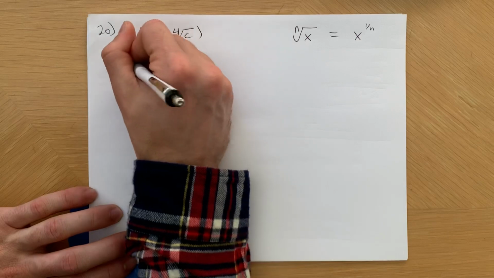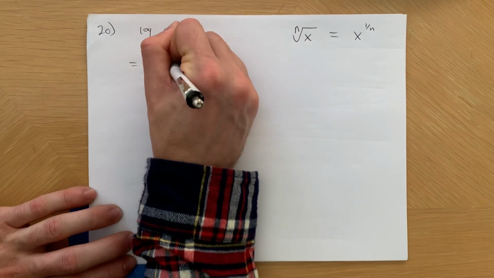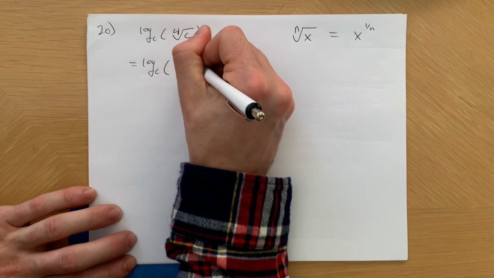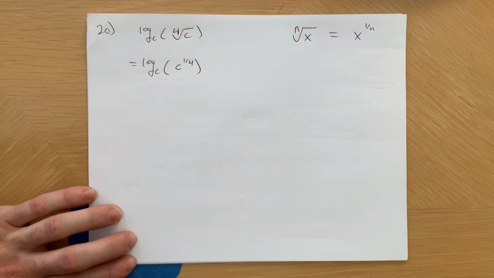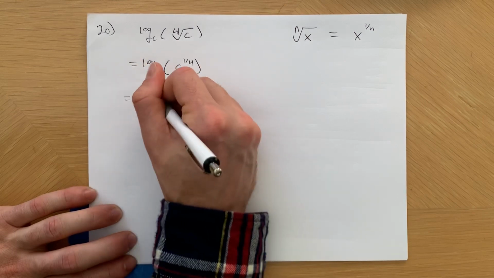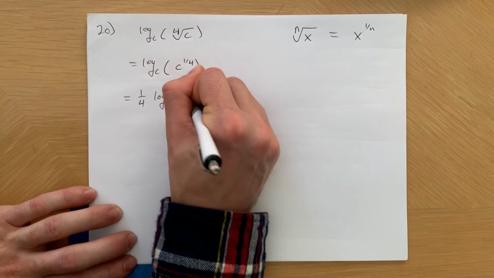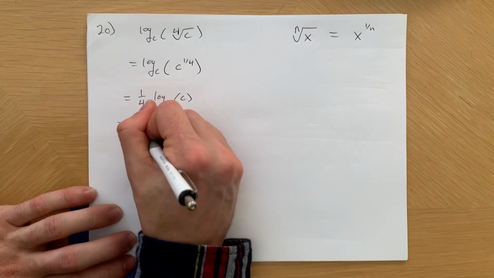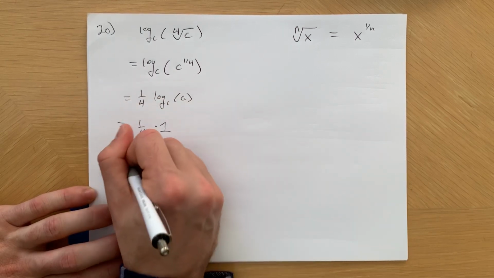So the first step of this, we'll have log base c of c. We're going to rewrite the 4th root of c as c to the 1/4 power. And then using log rules, this 1/4 is going to go into the front, so we'll have 1/4 log base c of c. But here the base and the inside are the same thing, so this is again just 1/4 times 1, which is equal to 1/4.